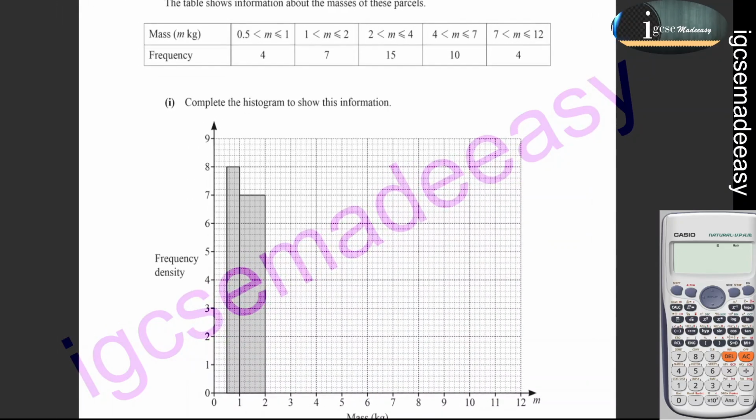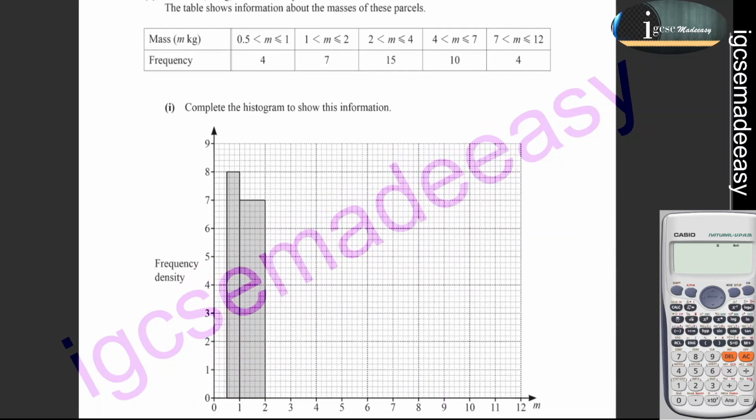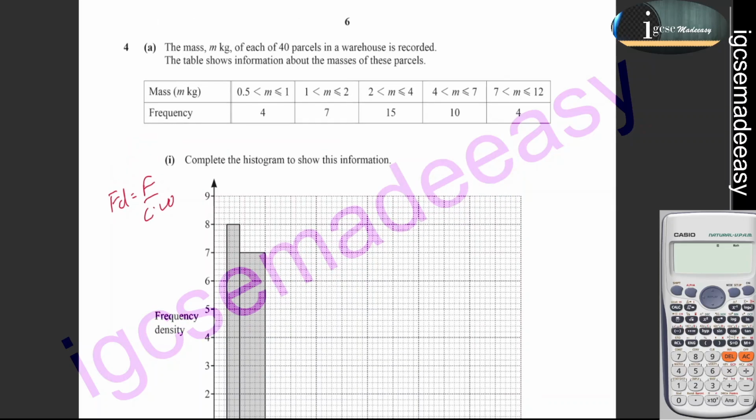So what we can do is, you know that frequency density is frequency over class width, right? So to draw the frequency density table, we definitely need the class width for each class interval. The first two are already given, so we will not solve those. The class width of the third one will be upper limit minus lower limit. So 4 minus 2 is 2, right?